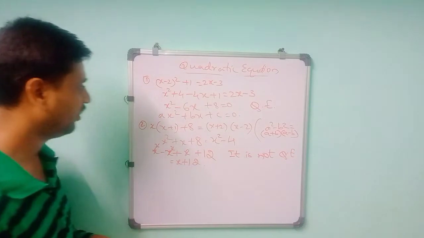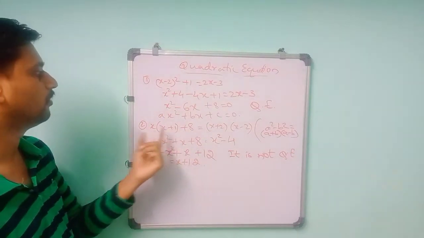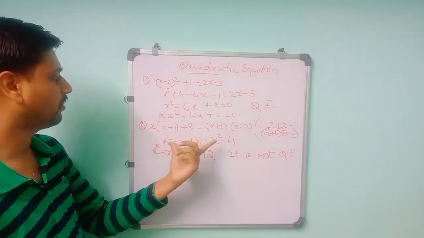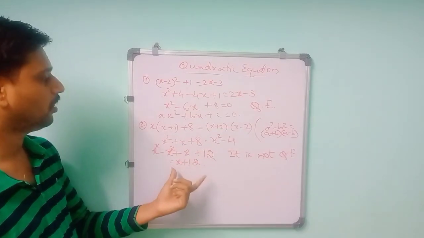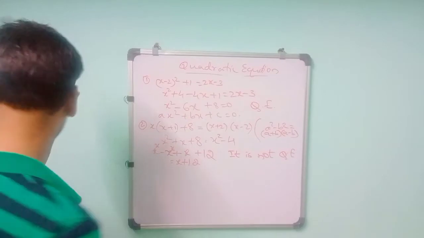It seems like a quadratic equation by seeing the values. So x square is there. But here x square gets cancelled. So when it gets cancelled and we are left with degree 1, it is not a quadratic equation.